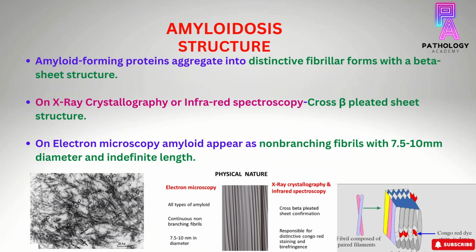Coming to the structure of amyloid. Amyloid forming protein aggregates into distinctive fibrillar forms with a beta sheet structure. On X-ray crystallography or infrared spectroscopy, cross beta pleated sheet structure is seen, and on electron microscopy, amyloid appears as non-branching fibrils with 7.5 to 10 nm diameter and indefinite length.